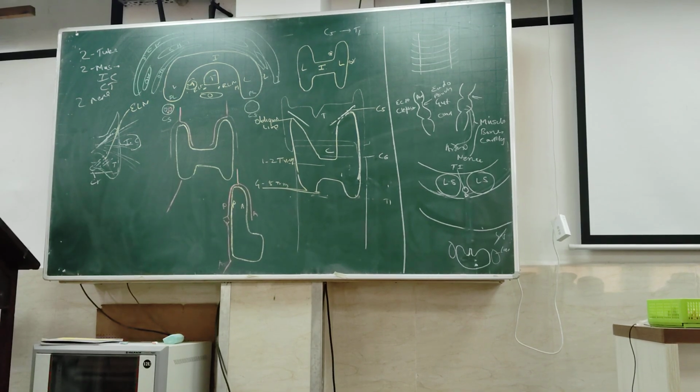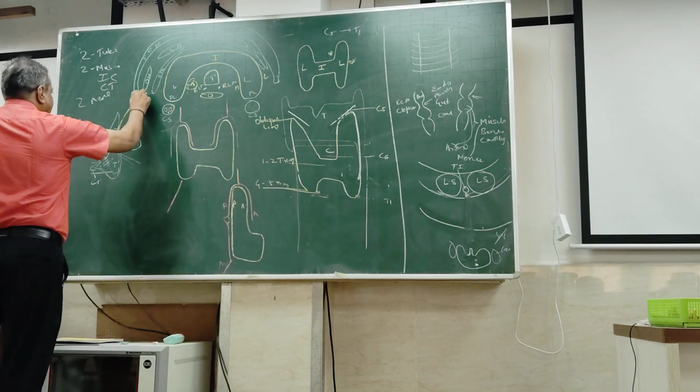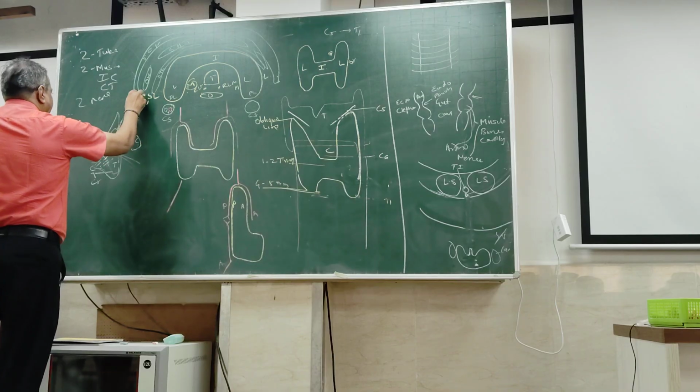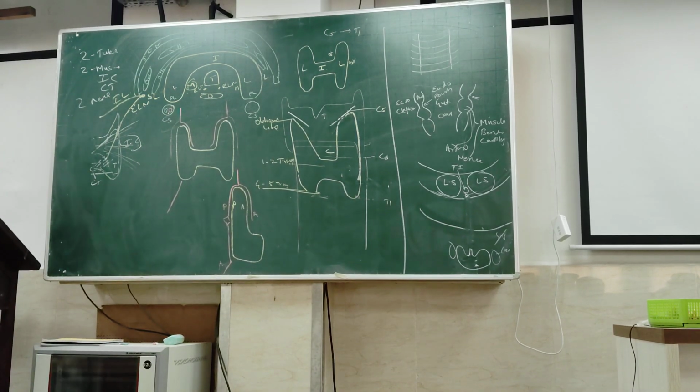What is the external laryngeal nerve? It is a branch of the superior laryngeal nerve. The superior laryngeal divides into internal laryngeal and external laryngeal.